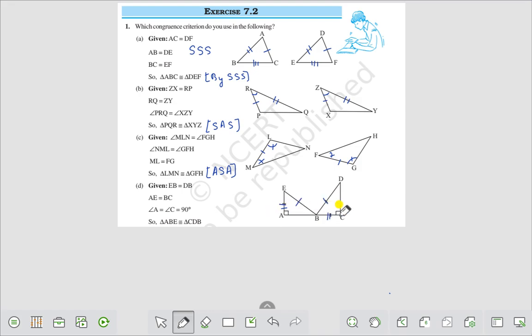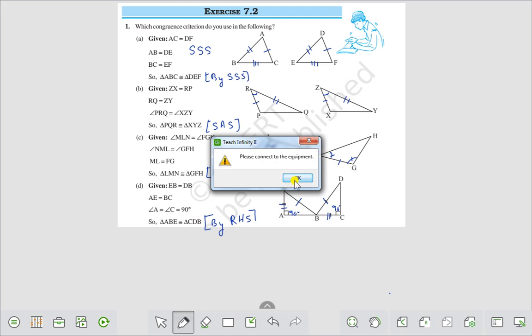And angle A is equal to angle C is equal to 90 degrees. This is 90 degrees. This is 90 degrees. This is also 90 degrees. Therefore, we can say that triangle ABE is congruent to triangle CDB by the right angle hypotenuse side congruent rule, right?